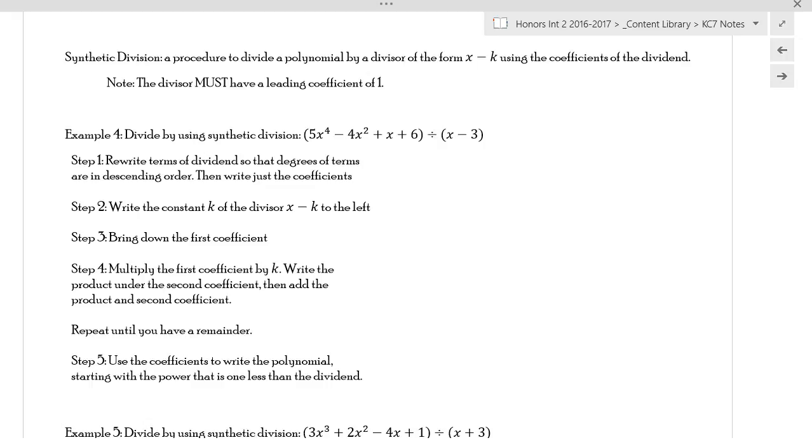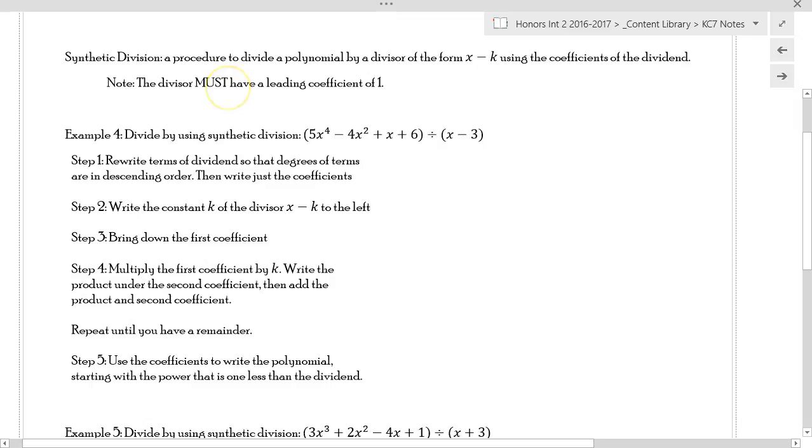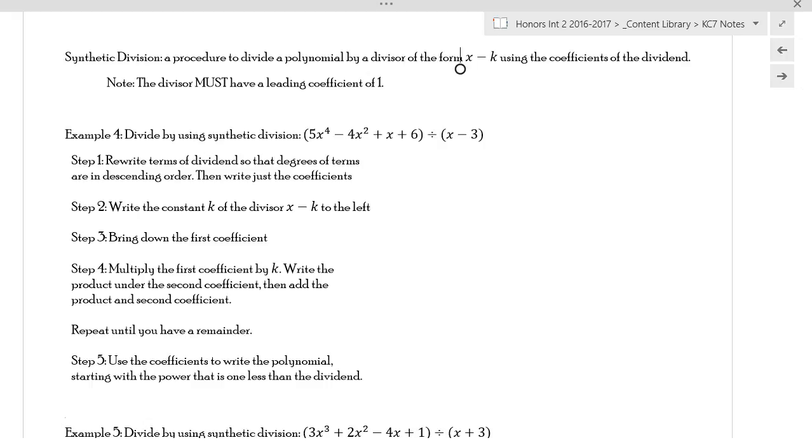This is the biggest thing, okay? If it's not x minus, it's like 2x or 3x or 4x, anything, you cannot use synthetic division, you have to use long division. So synthetic division is a shortcut, but it only works some of the time. Okay? So, step 1, we're going to divide using synthetic division.